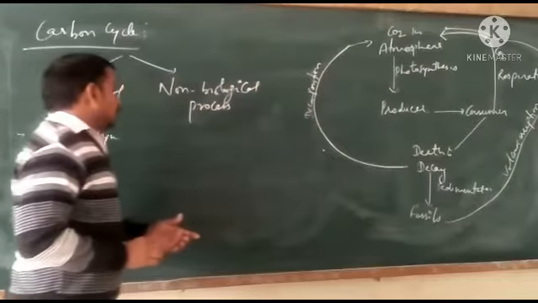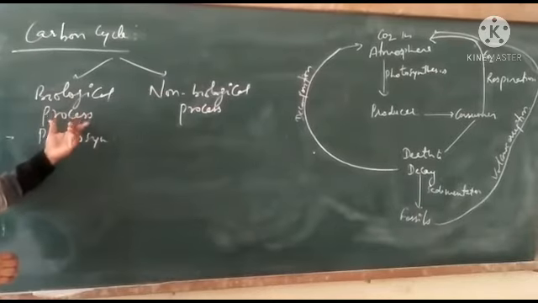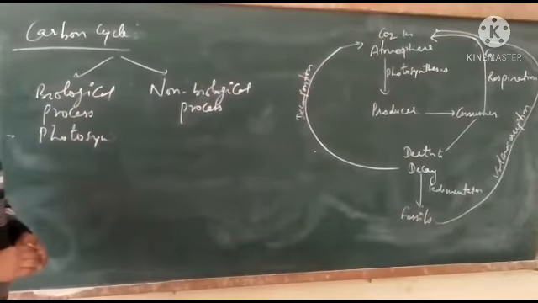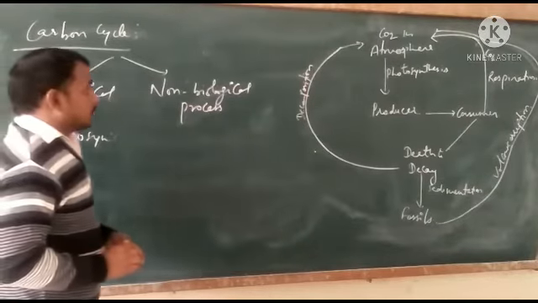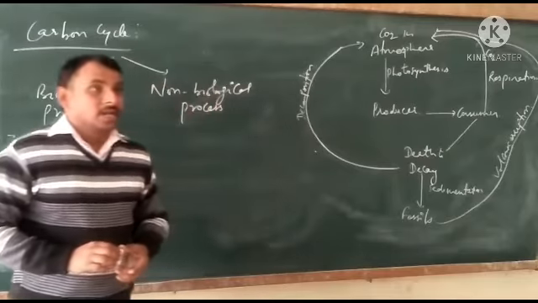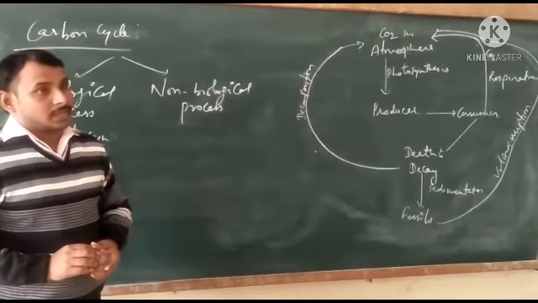So these are the processes of the carbon cycle and biogeochemical cycle. Hence, we can say that carbon is fixed by biological or non-biological processes.